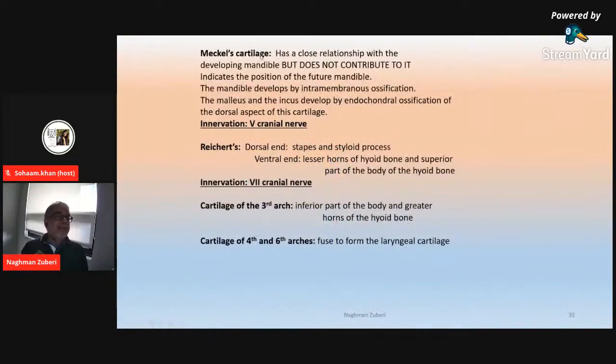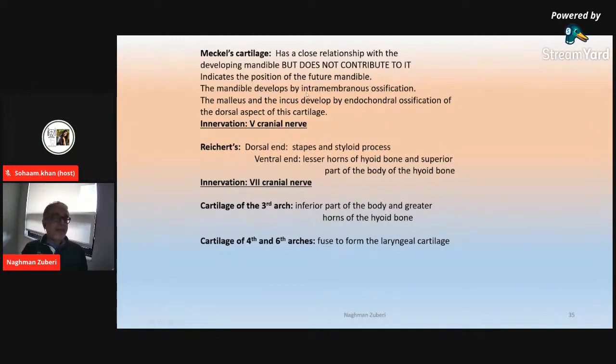Meckel's cartilage has a close relationship with the developing mandible, but previously it was thought that it ossifies into the mandible. That is not true. It does not contribute to it. Only the mandible is forming around it. It just provides the blueprint for the formation of the mandible around it. It indicates the position of the future mandible.